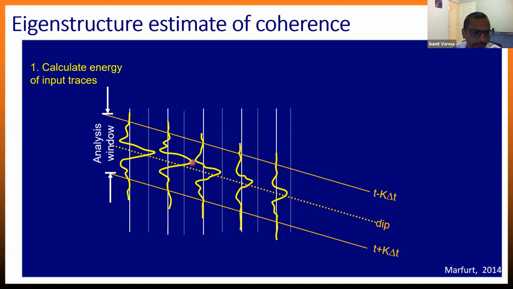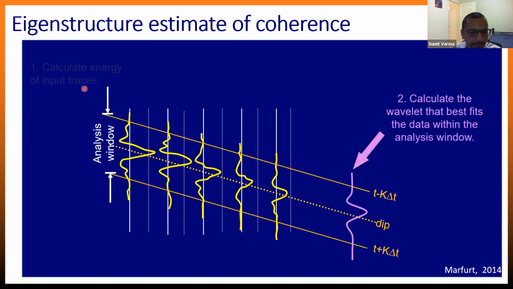So this will be 55 samples in this thing. So square that, and then I can calculate a wavelet that best fits the data. Okay, so this is some kind of, say, eigenstructure or principal component part of it.